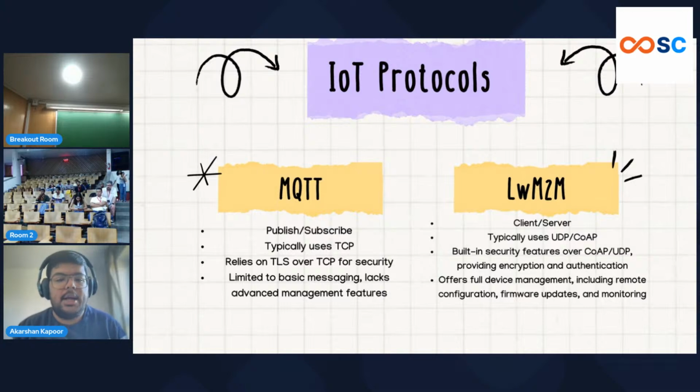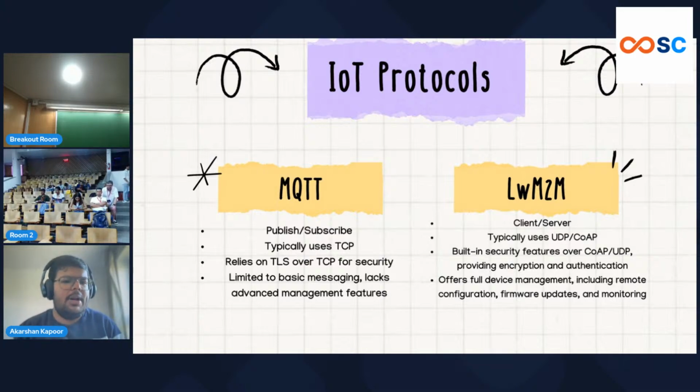One major plus point about the LWM2M protocol is that we have built-in security features. Like, for example, in MQTT, you have TLS. So TLS relies on certificates. You might have been visiting websites wherein the certificates might have expired. So you'll have to keep updating the certificates again and again. But that is not the case with LWM2M. It has built-in encryption and authentication, so you do not need to keep on updating the certificates. Apart from that, it offers a robust full device management system, including remote configuration, monitoring, and firmware updates.